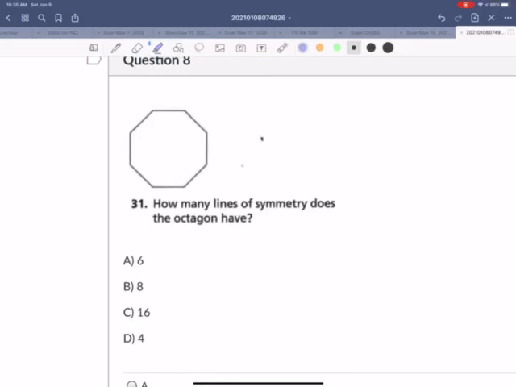Okay, here's our octagon again. How many lines of symmetry? So as we said, I could be folding it at the midpoint of the side. So that would be 1, 2, 3, 4, 5, 6, 7, 8.